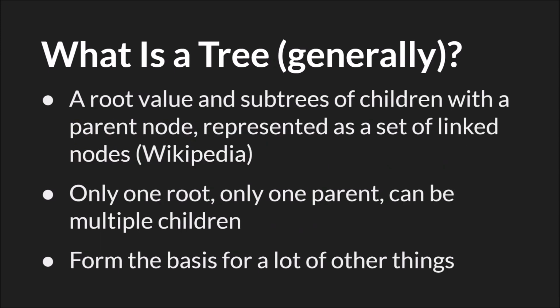So in general, a tree is a data structure that has a root value and subtrees of children with a parent node, represented as a set of linked nodes. We'll see an example of this in a moment because it's a little bit more straightforward than it sounds. You generally only have one root, only one parent for any of the lower nodes, but each parent can have multiple children. And these data structures can form the basis of a lot of other data structures. In fact, there will be a link to Wikipedia at the end of this. I'd highly recommend going to Wikipedia and looking at all of the different tree data structures that exist.